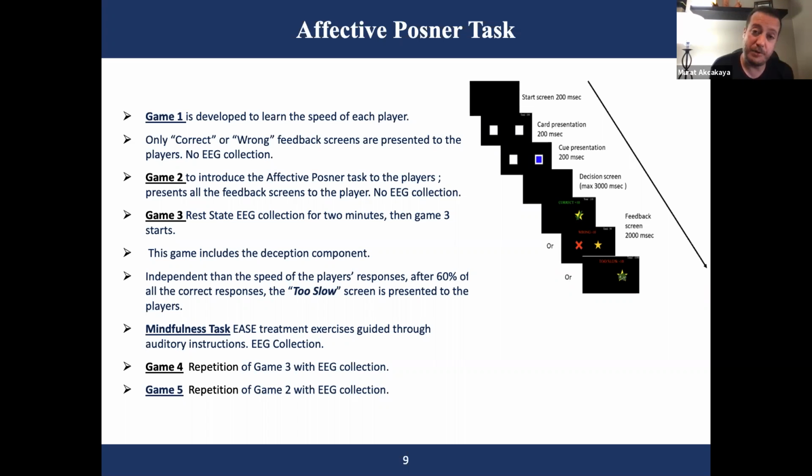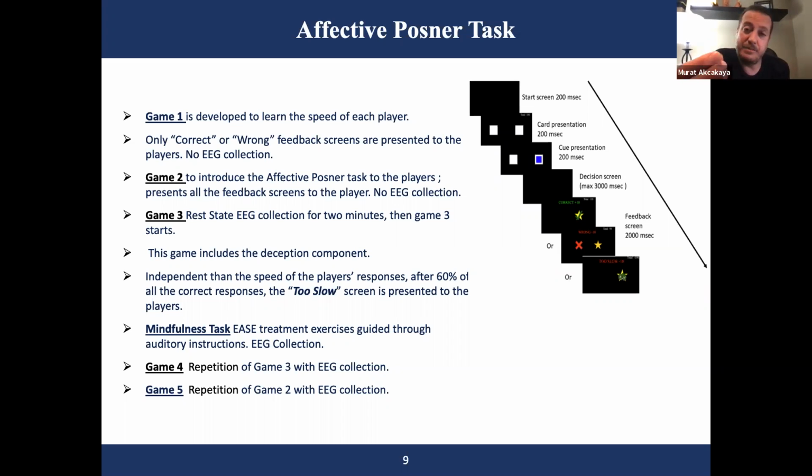Just before game 3, there's a rest state. Game 3 is a repetition of game 2 that includes correct decision feedback, incorrect decision feedback, and too slow decision feedback. But different from game 2, it also includes a deception component. 60% of the time, independent of the participants' actual response, we say that they are too slow. This deception component is designed to increase the distress level. So game 3 includes that deception.